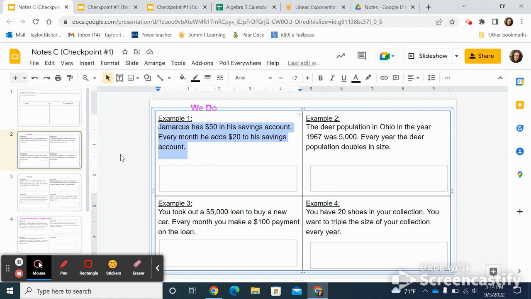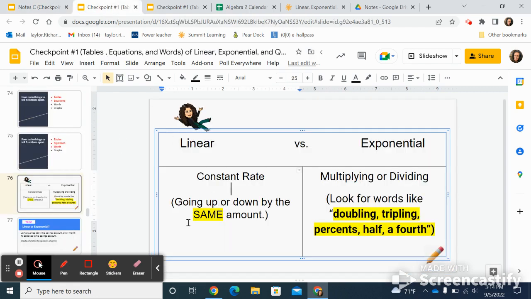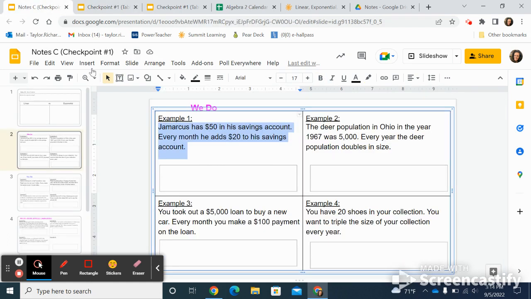So you have to ask yourself, does this word problem represent the linear situation or the exponential situation? Reminder, linear, same every time, right? The same thing is happening every time. Exponential, we're looking for these keywords. So at first glance, I'm not seeing any of these keywords in this situation. I'm not seeing doubling or tripling. I'm not seeing cutting in half. So what I am seeing is that every month, right, it's the same thing. He's adding $20. $20 every month. $20 every month. So when it's the same, this is going to be linear.